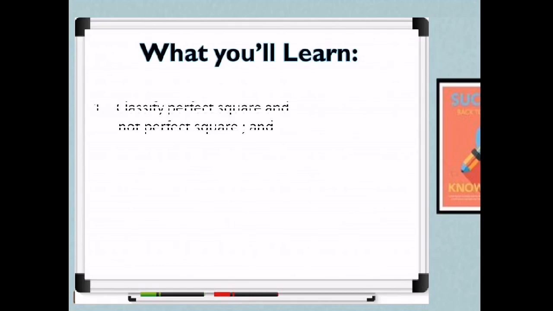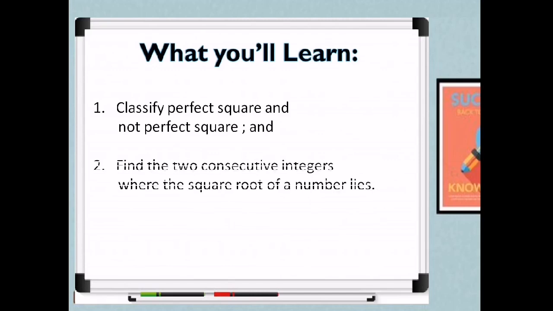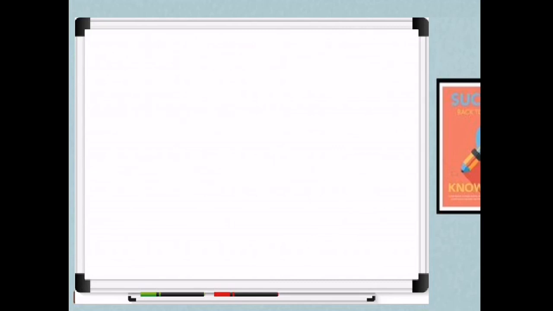What you will learn: 1. Classify perfect square and not perfect square. And 2. Find two consecutive integers where the square root of a number lies.